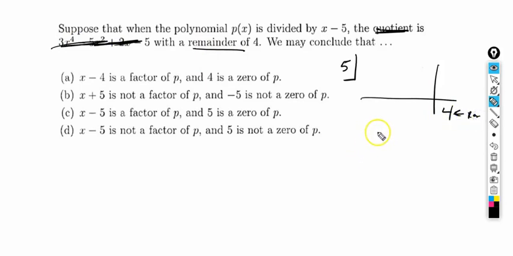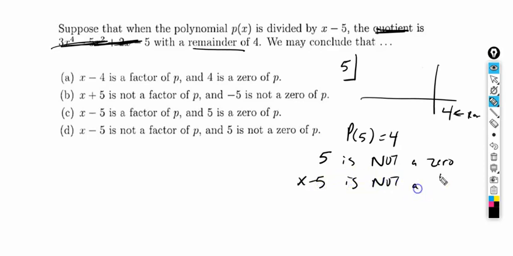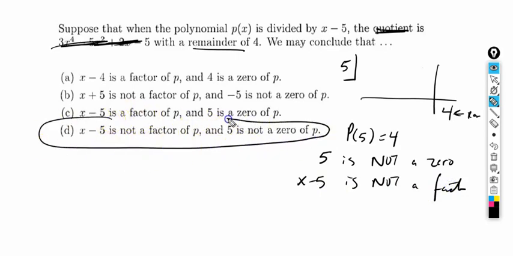Now, the remainder theorem says that P evaluated at the number in the box is equal to the remainder. And so straight away we can see that 5 is not a 0. If it was a 0, then P evaluated at 5 would equal 0, but it doesn't. 5 is not a 0, and if 5 is not a 0, x minus 5 is not a factor. And that's matching with this one.